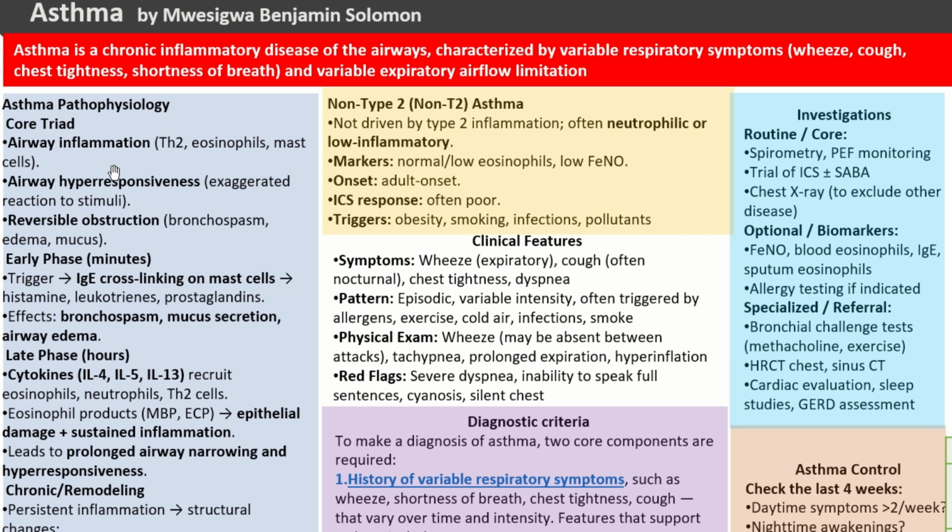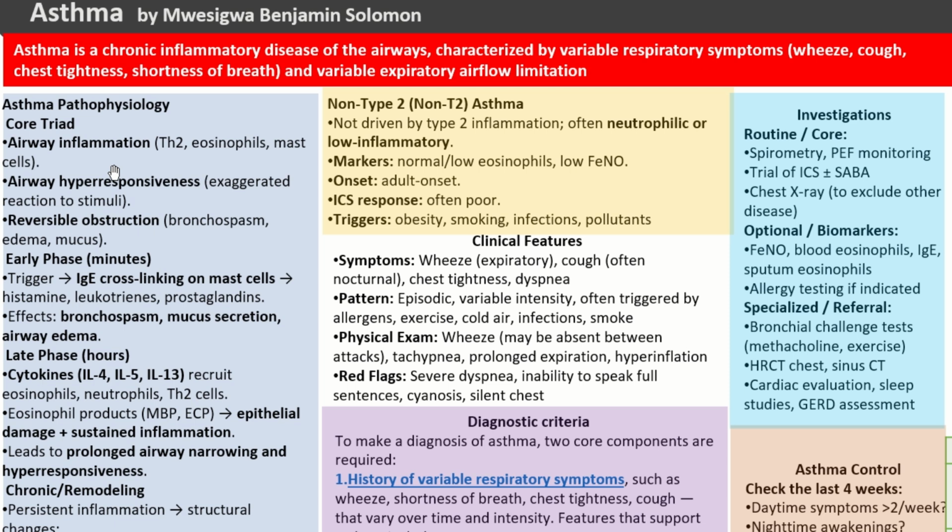So what happens in the early phase is that we have IgE cross-linking on the mast cells. At first, someone gets an allergen, and when that allergen gets into the body, it's picked up by the dendritic cells. The dendritic cells present it to the naive T4 cells, which lead to the production of antibodies, including the IgE. So the IgE is going to be produced, and it's going to be seated on the mast cells.